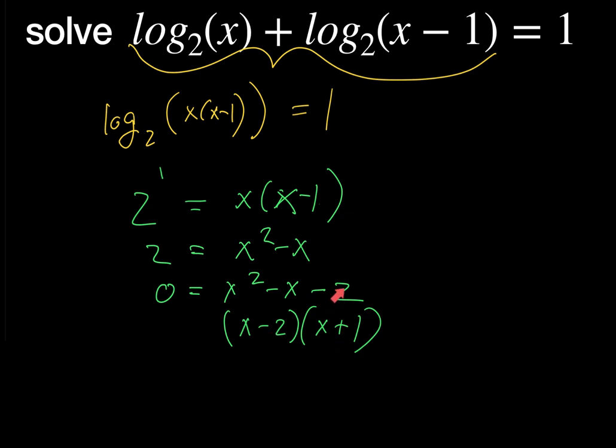-2 times 1 is -2. -2 plus 1 is -1. This equals 0. X equals 2, because if x minus 2 is 0, then the product is 0. This one, x equals -1.